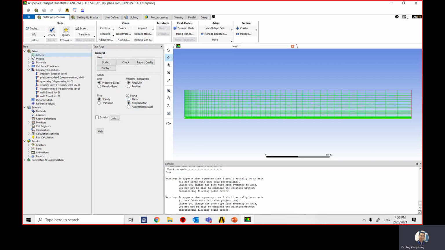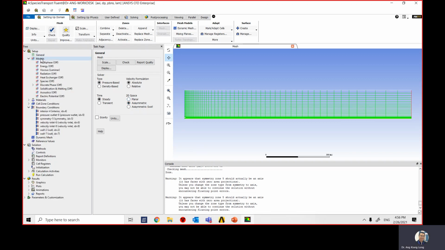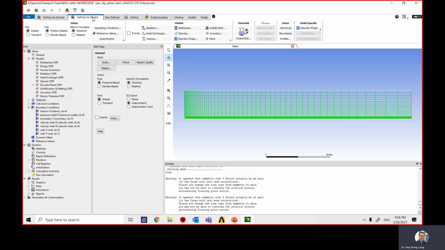After that, going to the next step, we go to models. We're going to activate, or you can go to setup physics here, it will be the same. You can go here and click to activate the energy equation. If you click here, you will see that the energy will turn to on. It will work both ways. So click the energy, or you can come here and turn on the energy.